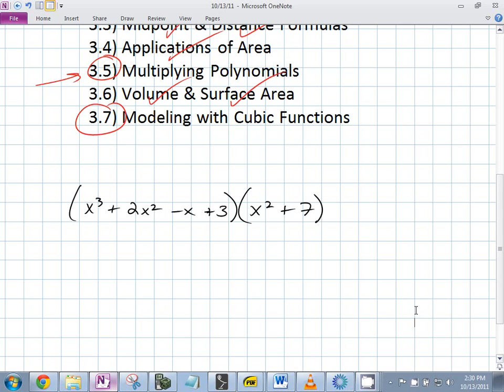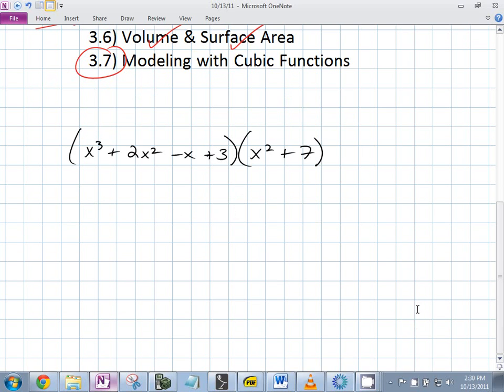You're going to have to do in order to figure out what that is. How many multiplications? 8. Everything in the first one times everything in the second one. How many things are in the first one? So what's x cubed times x squared?